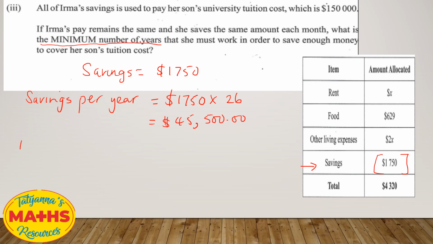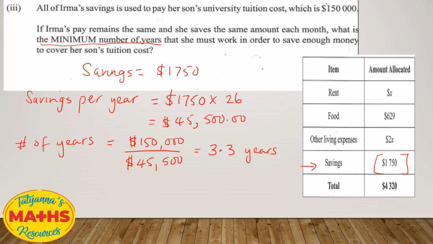So the number of years would equal $150,000 divided by $45,500. And we're going to round it off to one decimal place. So type that into your calculator. Always good to do the question as you're watching the video. You're going to round it off. You're going to get 3.3 years.